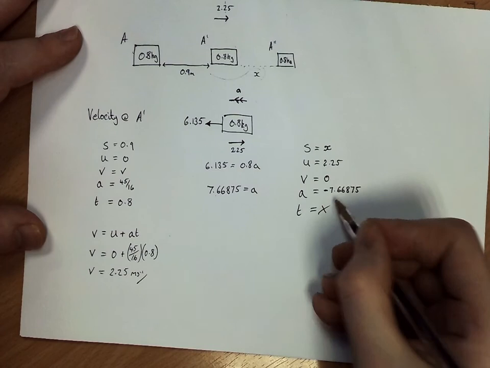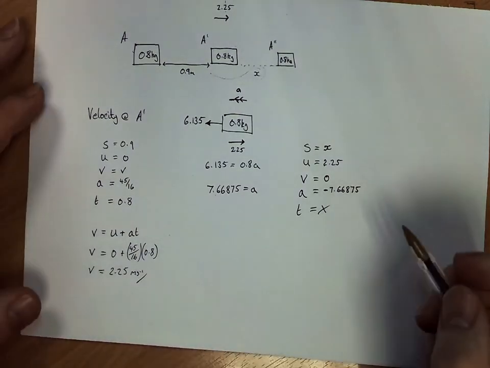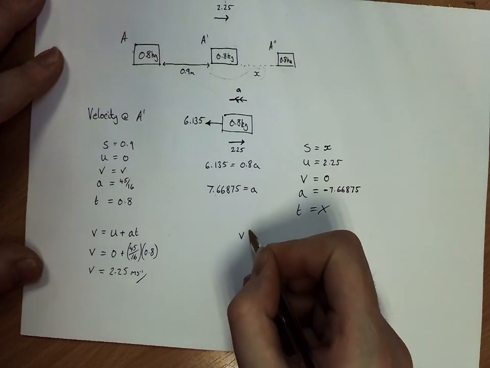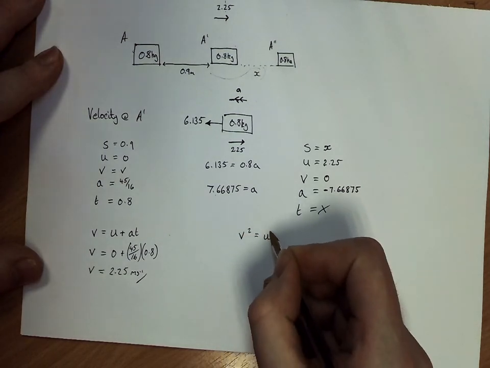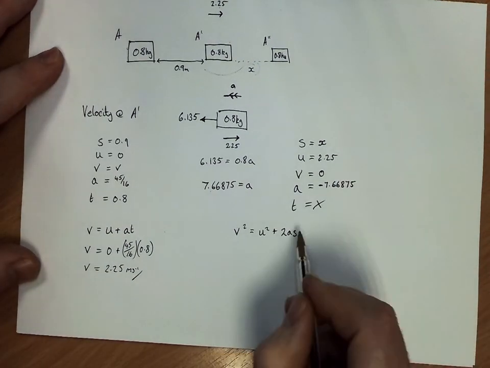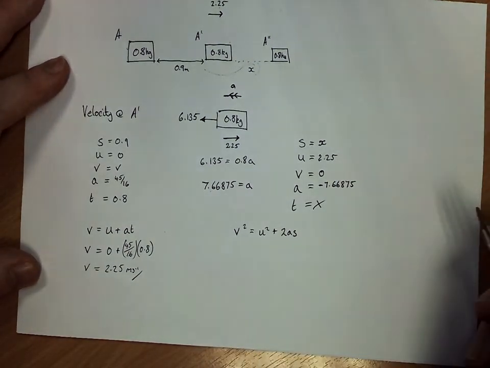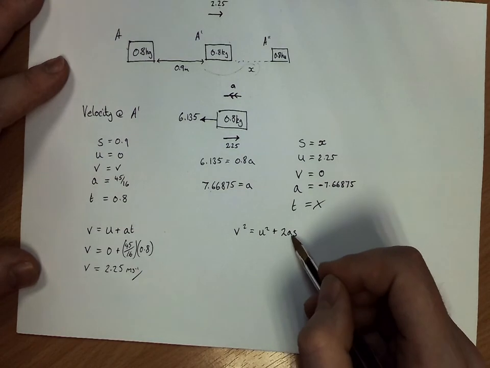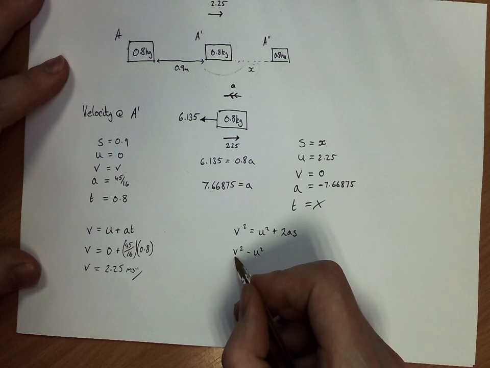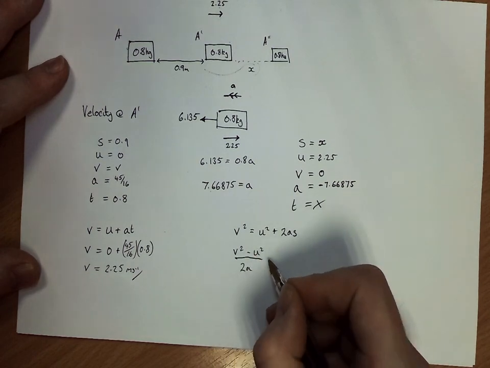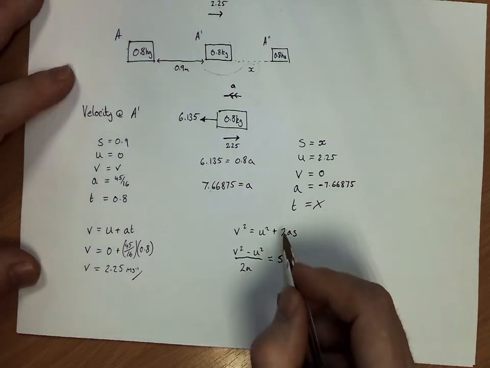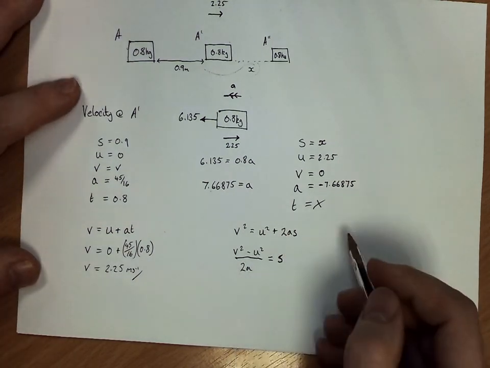And I don't need t, so I'm just going to put a cross here. So I need an equation that links S, U, V and A. So V squared equals U squared plus 2AS. Again, I could substitute these numbers in here and try and get the solution. But what I'm going to do is make S the subject. So V squared minus U squared over 2A is equal to S.